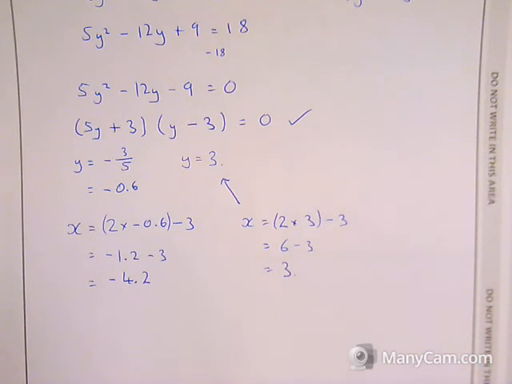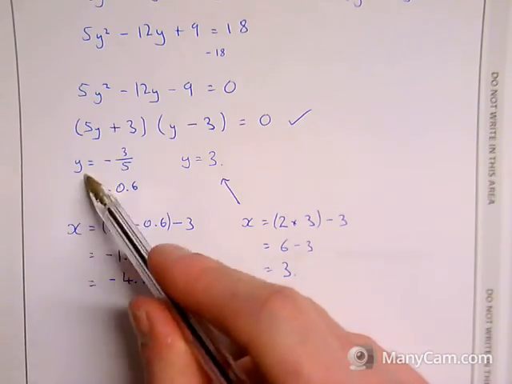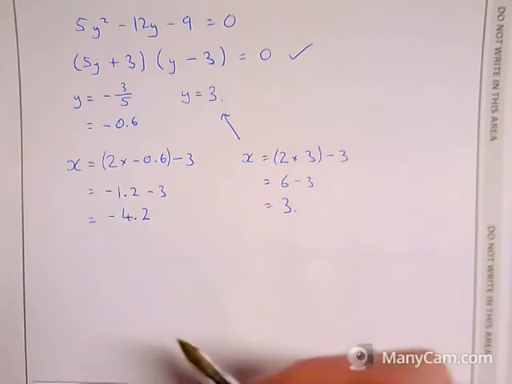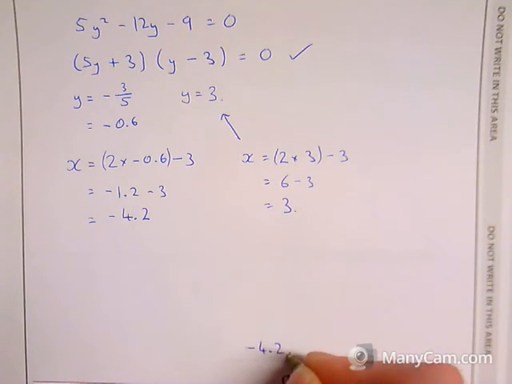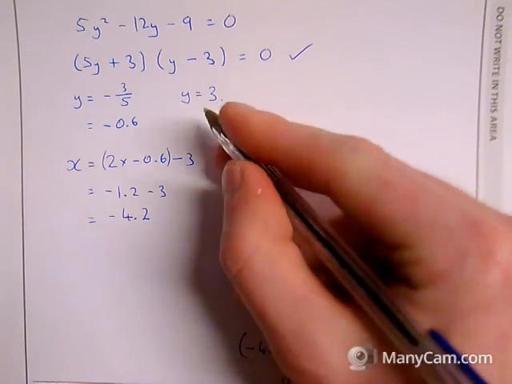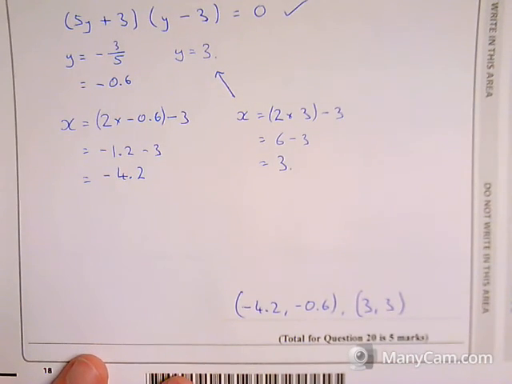So I've got my pair of coordinates, I've got x and y here, and I've got x and y here. I just need to write those on the answer line. One x coordinate is minus 4.2, and the y coordinate that corresponds to that is minus 0.6. And then my other coordinate, x is 3, and y is 3. So there, I've found my two coordinates.